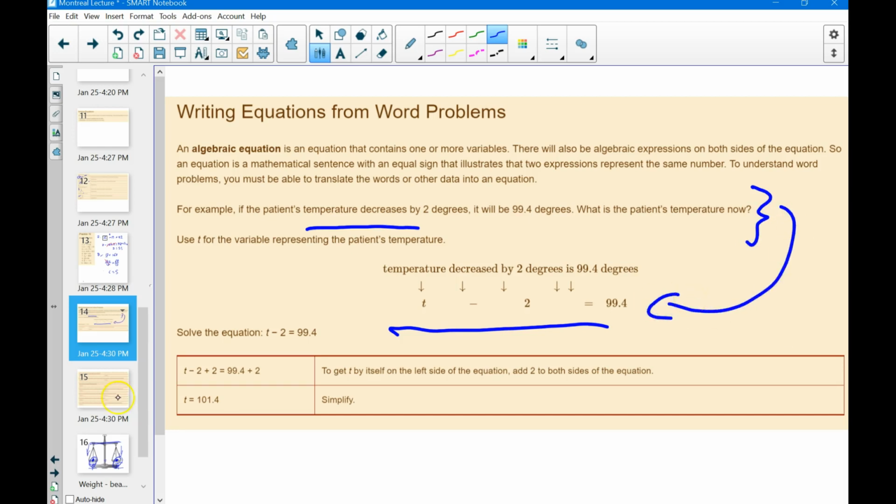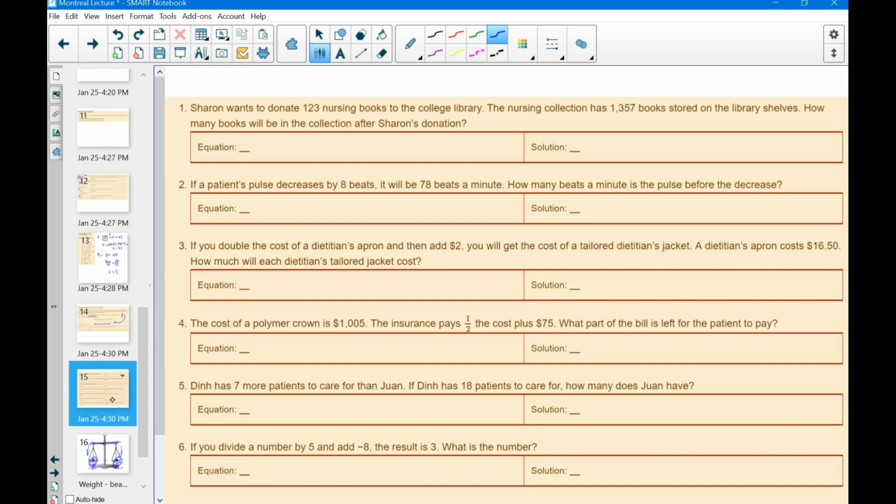So let's have a look at some of these examples now and see if we can transfer them a little bit. Sharon wants to donate 120 nursing books to the library. The nursing collection has 1,357 books stored on the library shelves. How many books will be in the collection after Sharon donates? So basically it's going to be 123 plus 1357, add them together.